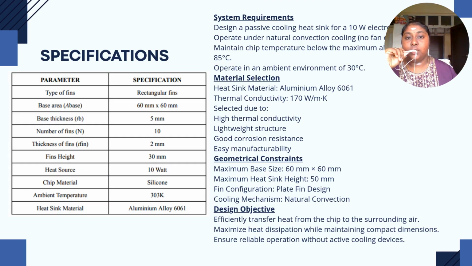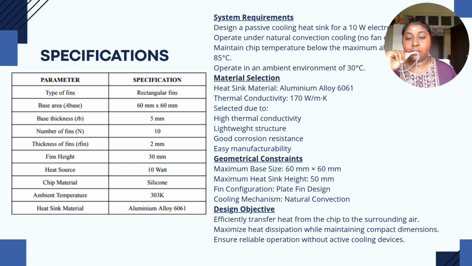This slide shows the main specifications and design requirements used for the heatsink analysis. The heatsink is designed for a 10-watt electronic chip operating under natural convection cooling, which means there is no fan or external cooling device involved. The base area of the heatsink is 60 millimeters by 60 millimeters with a base thickness of 5 millimeters. This design uses rectangular fins with a total of 10 fins. Each fin has a thickness of 2 millimeters and a height of 30 millimeters. The chip material is silicon, while the selected heatsink material is aluminum alloy 6061.